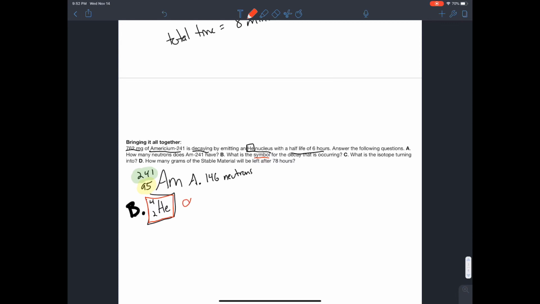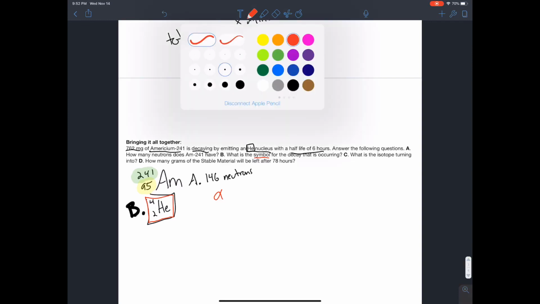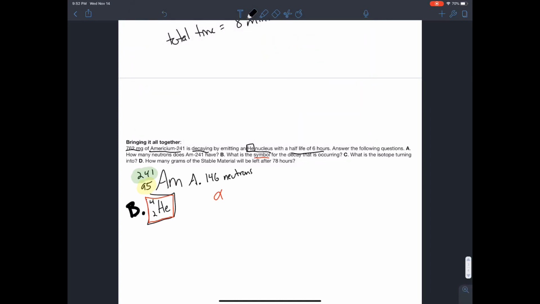It asks us what's the symbol for the decay that's occurring. Well, it's a Greek alpha. That's a pretty ugly one, but you get it. Alphas all around, and alpha is the symbol for the decay that's occurring. We're through A and B. Let's take a look at, oh boy, C.